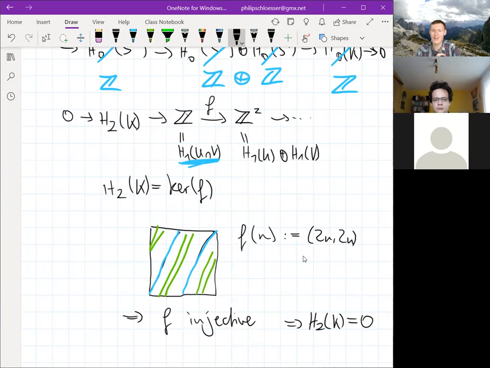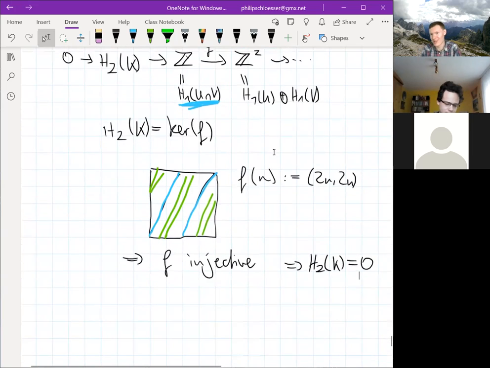Note, however, that if we allowed our coefficients to be, for example, in Z modulo 2, then F would be the zero map. Therefore, everything would be its kernel. So then the second homology group of K with coefficients in F2 would be F2, which is, I guess, precisely the statement that it's non-orientable. But we're not done yet.